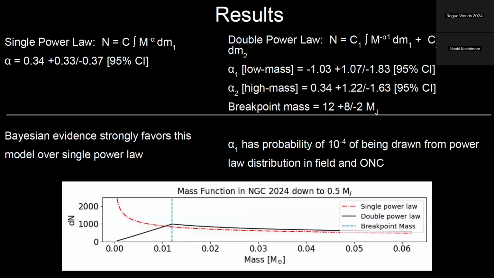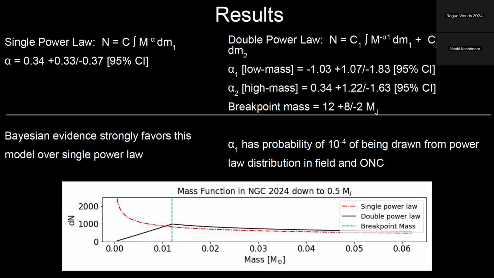It's -1. Now, I want to caveat this by saying our error bars are large. We don't have a large sample size. We have a pretty small sample size. So we don't have big constraints on these values. But the Bayesian evidence strongly favors this model over any of the other models we tested. And at the same time, if we look at the posterior probabilities of this low mass power law index, there's only a 10 to the -4 probability that this is similar to what we see in the field down to those 10 Jupiter masses.